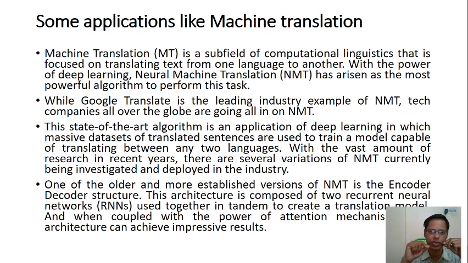Okay, so here it is using neural machine translation. Neural machine translation is how it translates from language to language, or from server to server. While Google Translate is the leading industry example of NMT, technical companies all over the globe are going for NMT, is it not? So far Google Translator is there in the market and most people are using that, but software companies are also going to adopt NMT, neural machine translation.